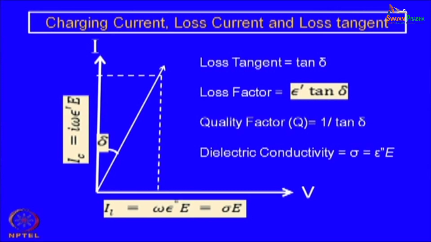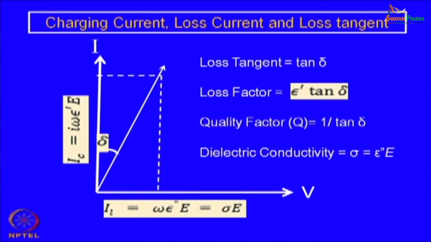There is another parameter also used to designate how good a capacitor is, that is what is called a quality factor, or sometimes called Q factor. This Q factor is nothing but the inverse of tan delta. So, the higher the loss, the lower will be the quality factor. So, we will always try to find out where the loss is lowest. So, the higher the quality factor, the lower the tan delta value, and therefore that is a better material or better capacitor.